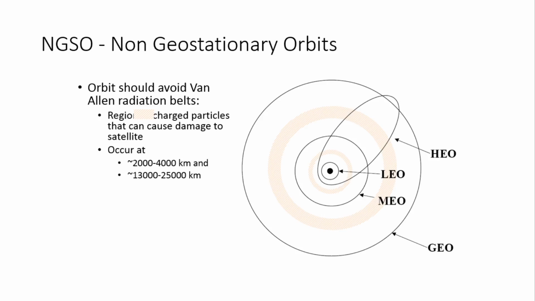NGSO, that is non-geostationary orbits. The orbit should avoid the Van Allen radiation belts, regions of charged particles that can cause damage to the satellite, which occur at 2000 to 4000 km and 13,000 to 25,000 km. LEO, MEO, HEO, and GEO are the different orbits in which satellites orbit.